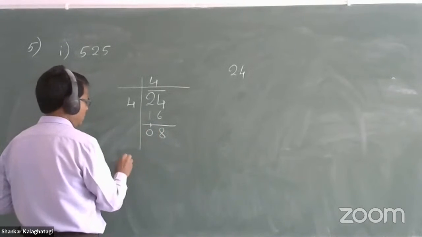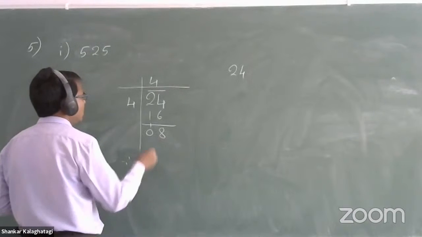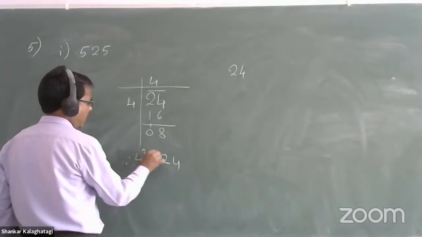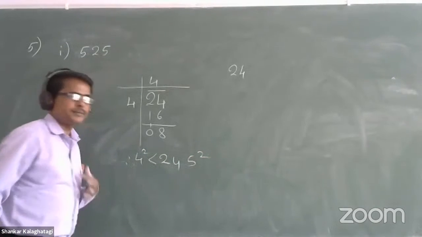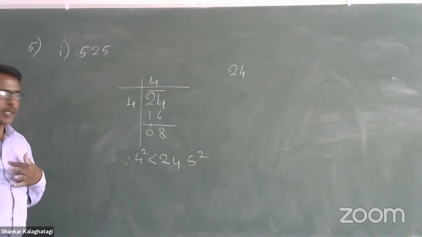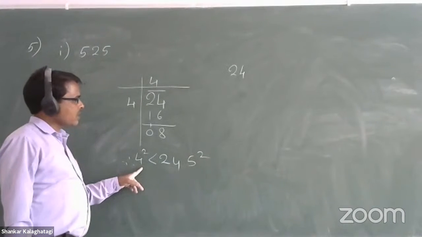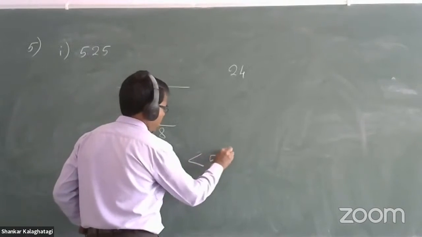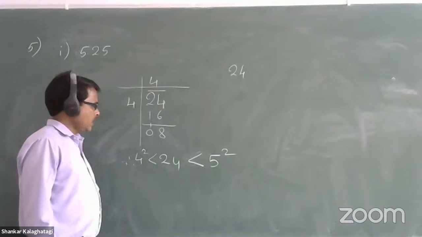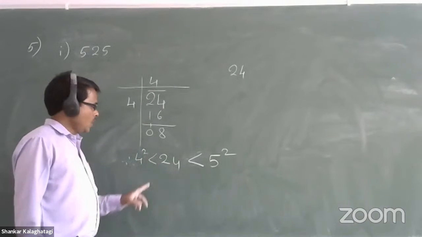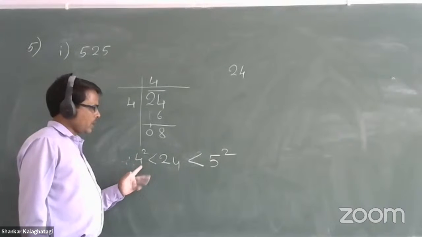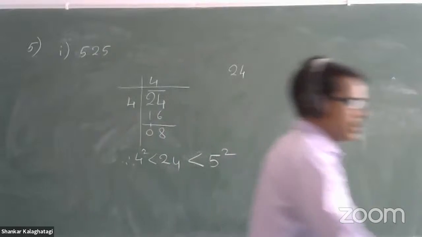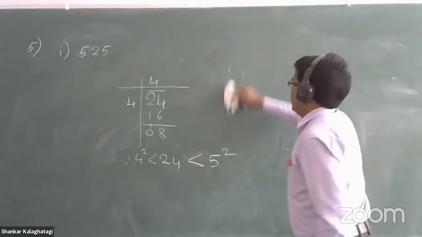Now what did we come to know? 24 lies between 4 square and 5 square. Correct? 4 square is 16, 5 square is 25. It lies between 4 square and 5 square. So if we subtract, you get 4 square. If we add, you get 5 square. How much should be added? So you can write this.